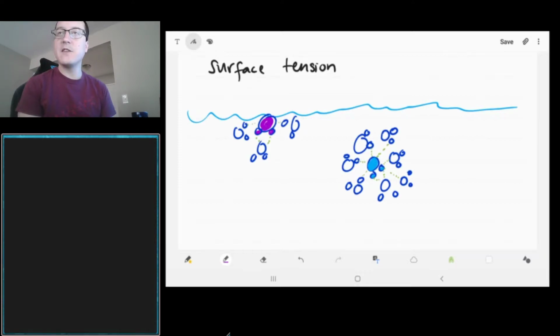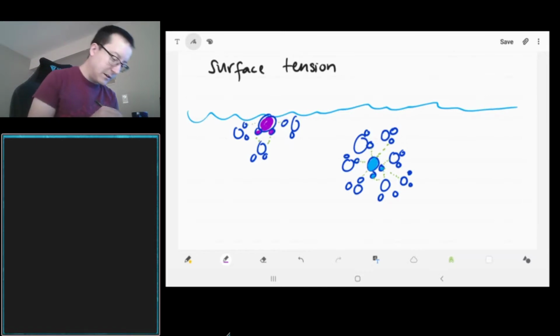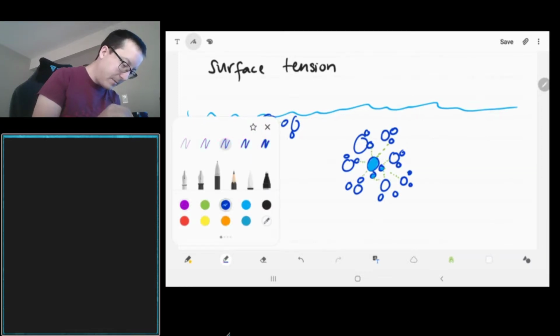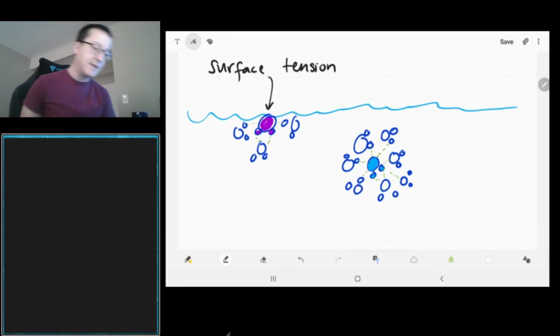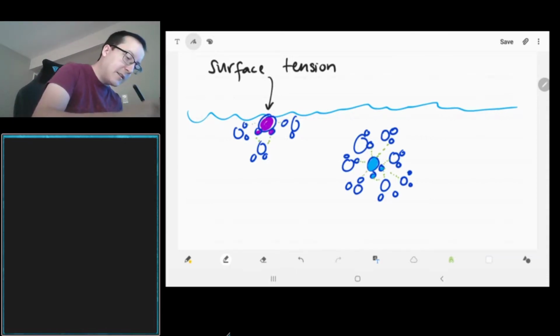It's kind of like the idea of polarity, right? We have this symmetrical thing around the blue water molecule, and so it's being pulled in all directions by all the other water molecules. If we look at the purple one, there's nothing on top, so it's being pulled down towards the bottom. And so as a result, it experiences a force called surface tension. And so that's surface molecules.